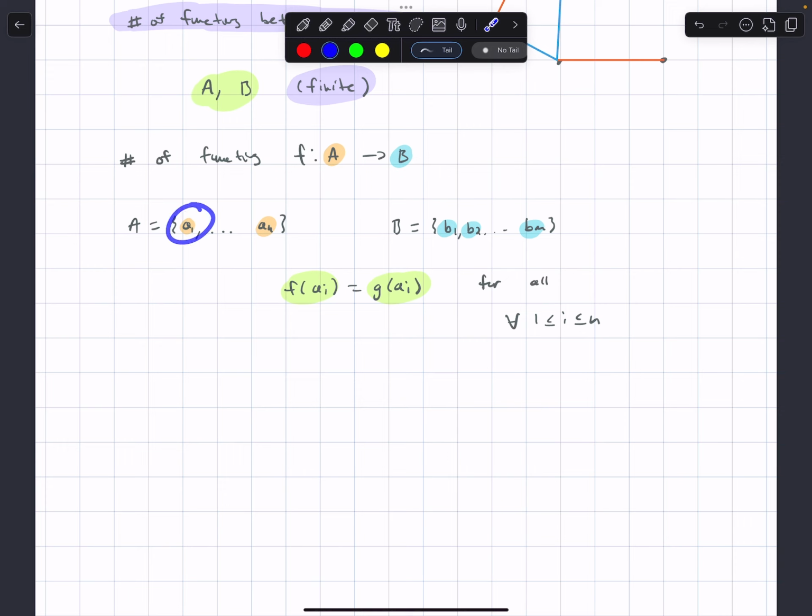So if F sends A1 to B2, and G sends A1 to B2, and the same thing for A2 and An, wherever F sends all of the Ais, G sends them as well, then they're the same function.